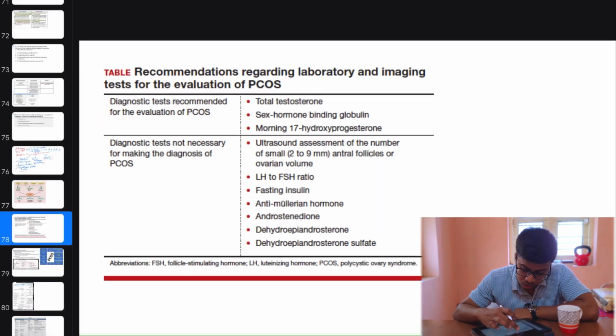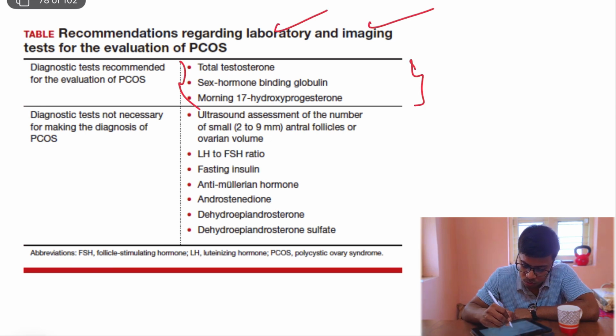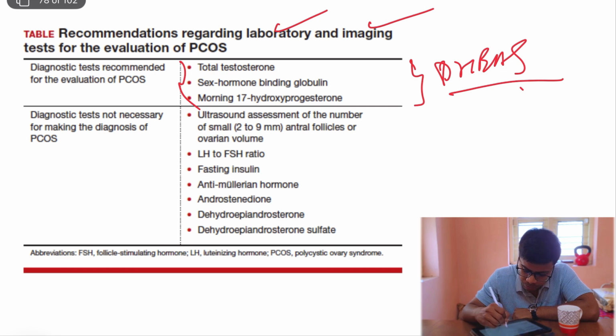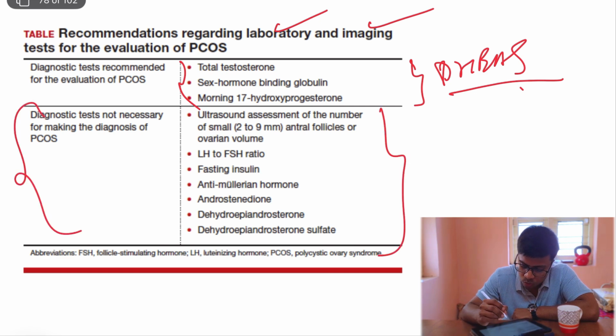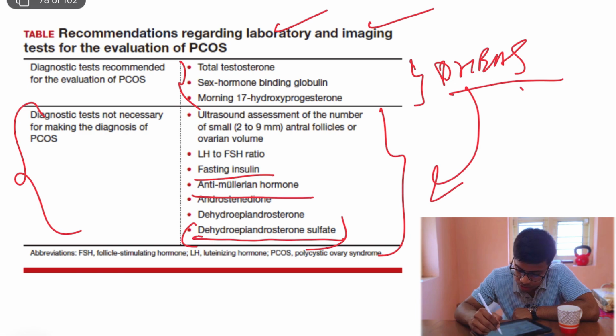Then apart from that, these are the lab findings. The laboratory tests we have to check in case of PCOS: total testosterone, sex hormone binding globulin, morning 17 hydroxyprogesterone, and DHEAS can be checked. The remaining stuff we need not do. Ratio, fasting insulin, dehydroepiandrosterone sulfate, we basically need not do this. It doesn't come under the diagnosis protocol, but it's not necessary.